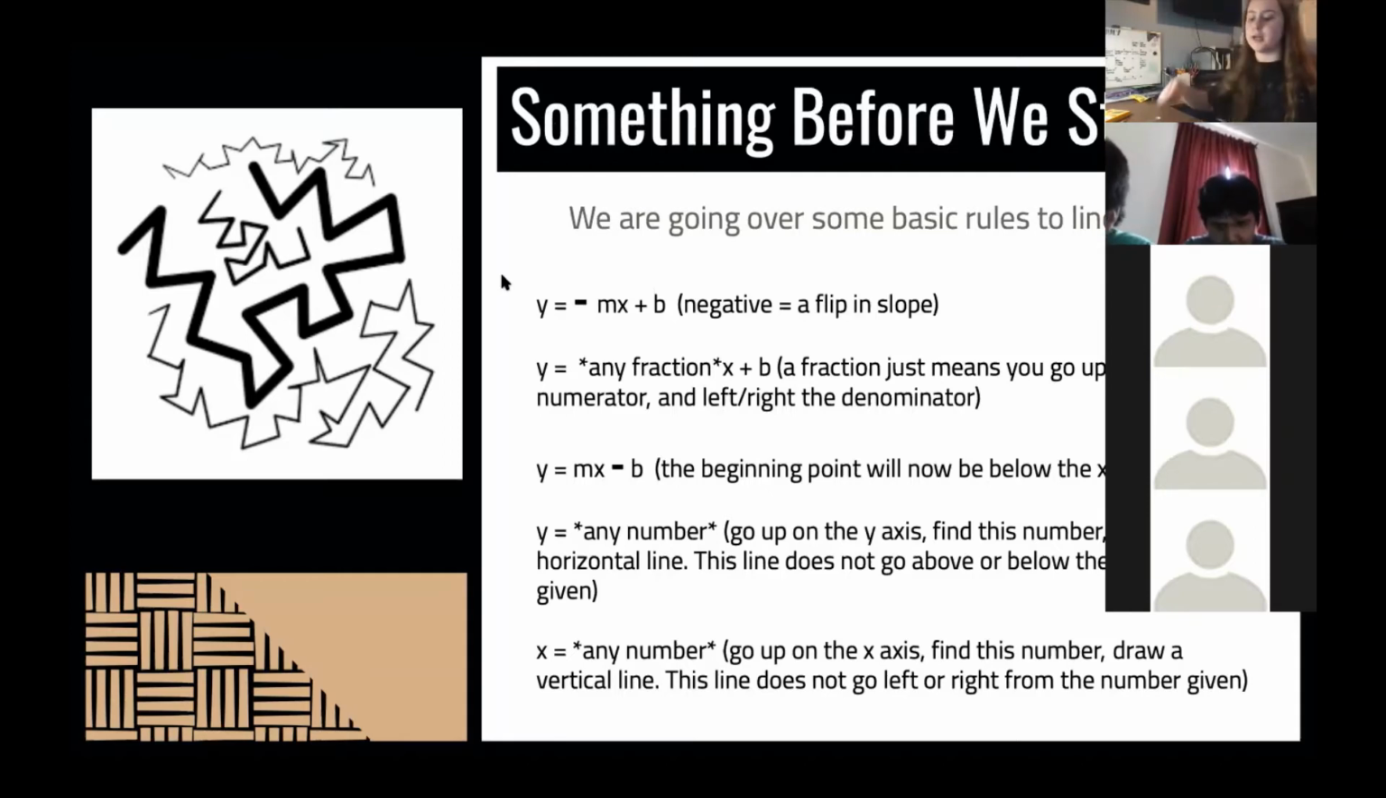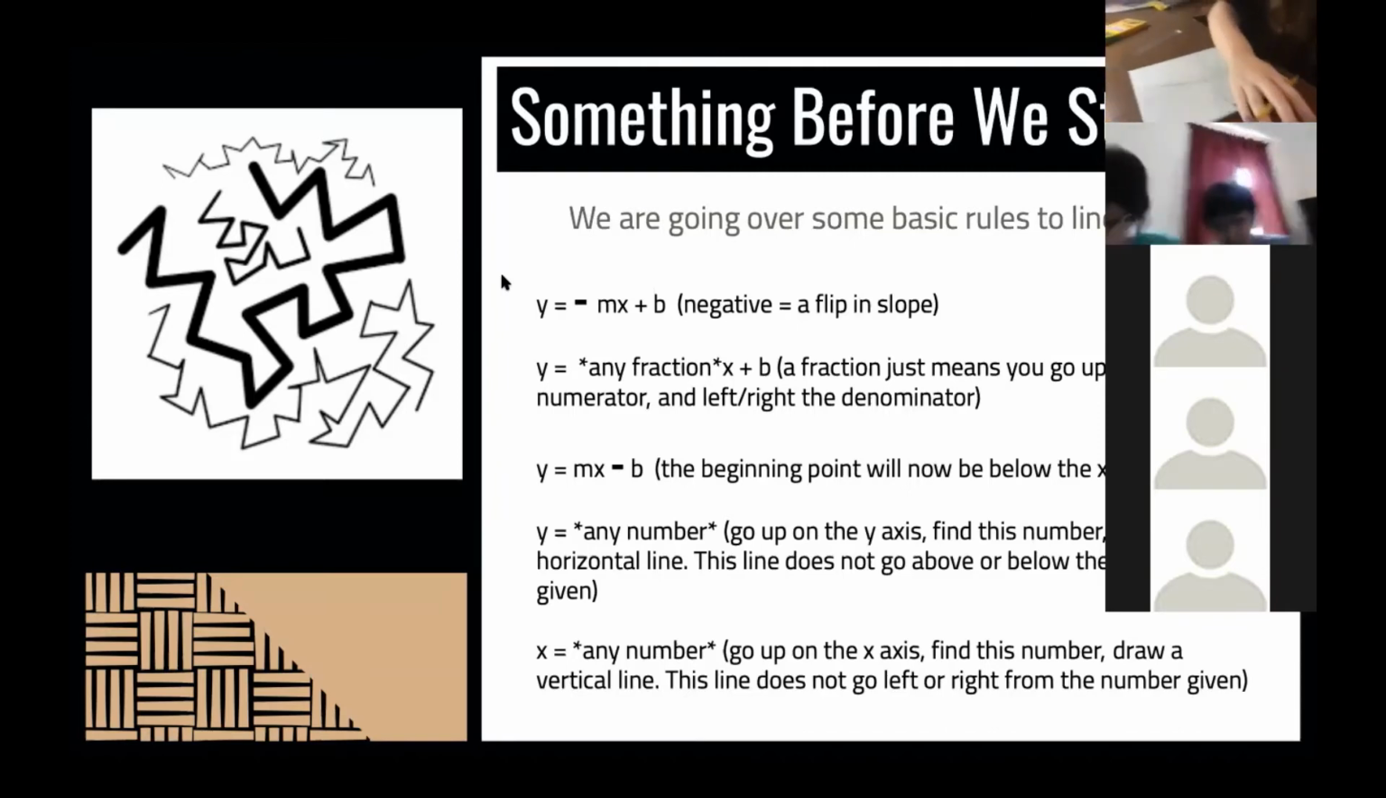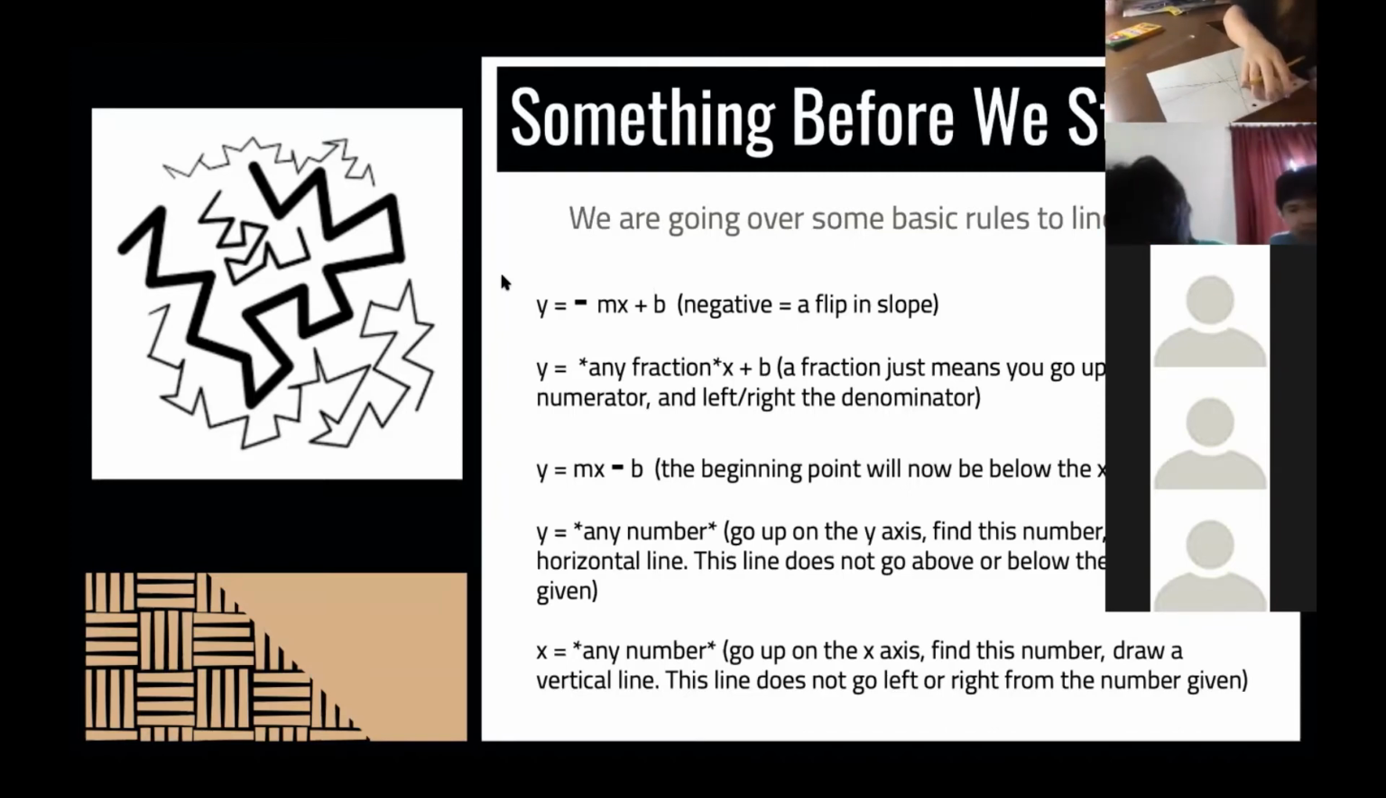Y equals 4. That is a simple one where you just go up 4 on the y-axis, and you're going to create a point as so. One, 2, 3, 4. You're going to create a point right there. Y equals 4.